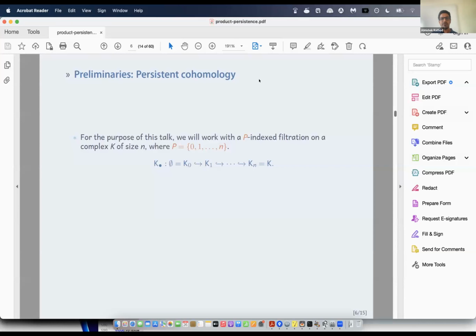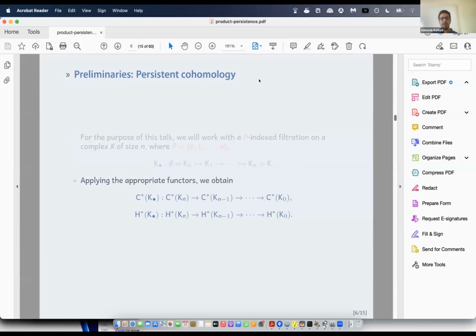So the setting is that you are given a d-dimensional complex K of size n, and you have a filtration as shown here. Then applying appropriate functors, we obtain two persistence modules. The first persistence module is C star K bullet, where the objects are cochain complexes and the internal structure maps are cochain maps. And the second persistence module is denoted by H star K bullet, where the objects are cohomology vector spaces and the internal structure maps are linear maps.